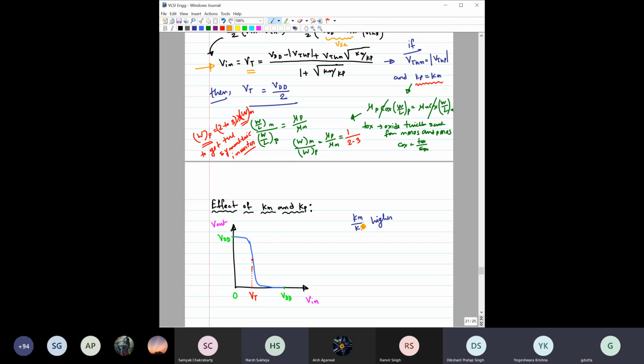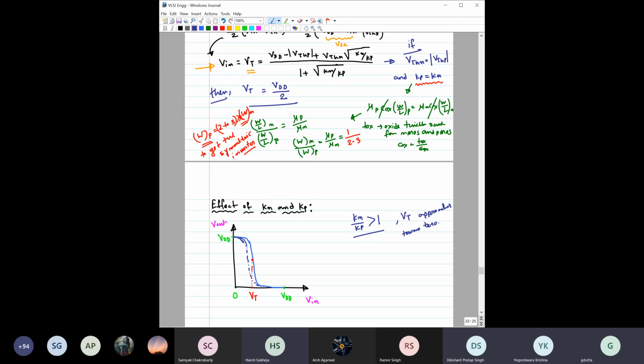Right. So it is not a good word to say higher. Suppose Kn by Kp is greater than 1, right? Then this Vt approaches towards 0. That means you will get a characteristic which would be something like this.